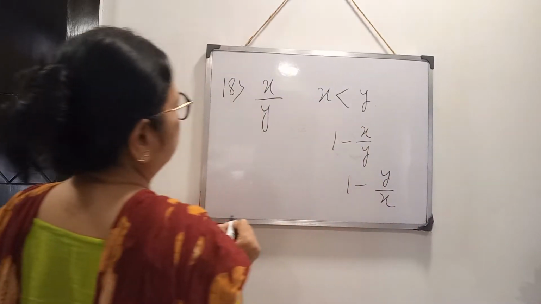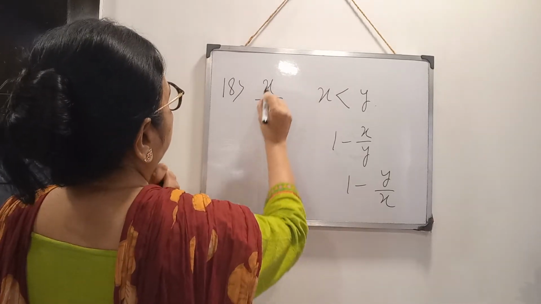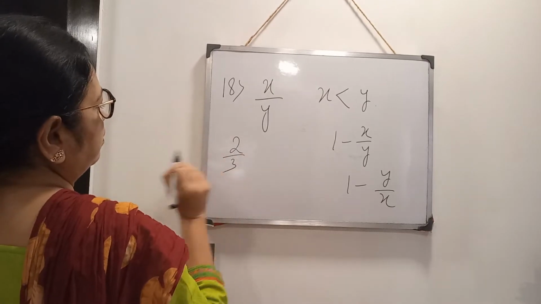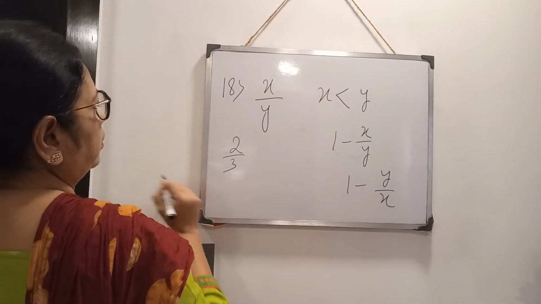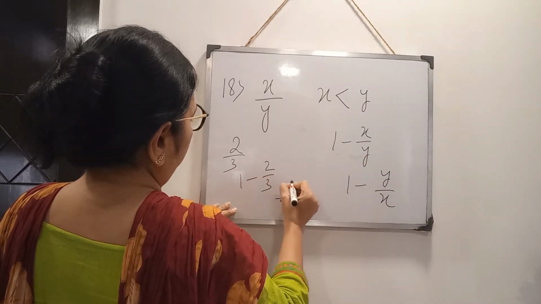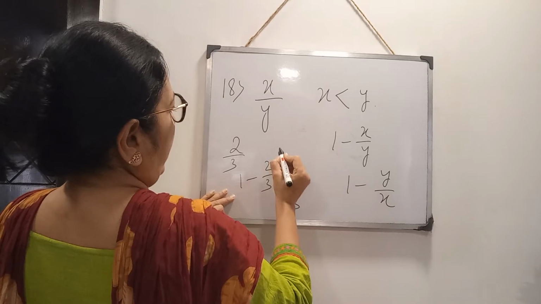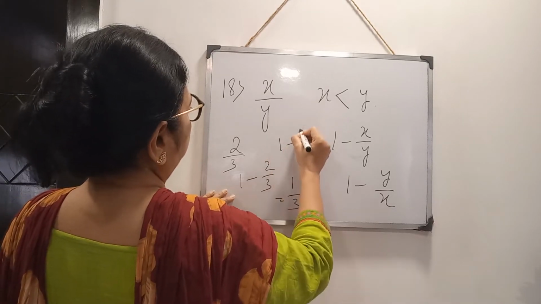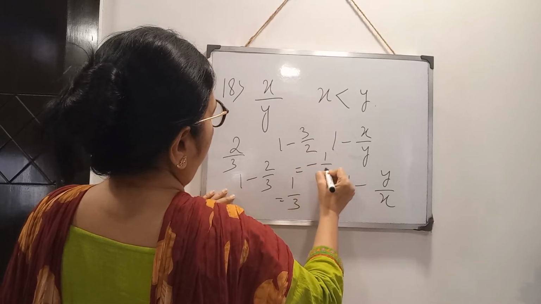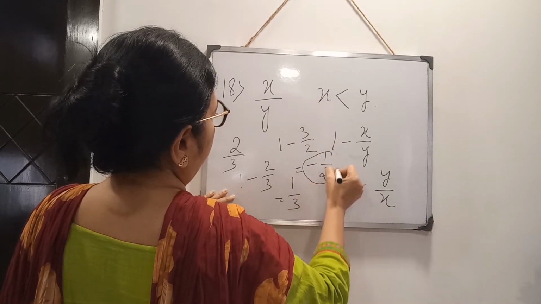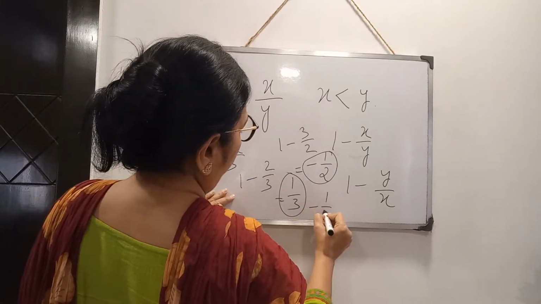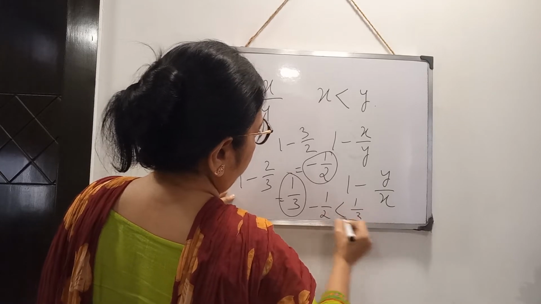With an example I am showing it. I am taking 2 by 3 as a proper fraction. 2 is less than 3, so it is a proper fraction. Now 1 minus 2 by 3 means 1 by 3, and 1 minus y by x means 1 minus 3 by 2, which is coming minus half. Any negative value is always less than any positive value, so minus half is less than 1 by 3.